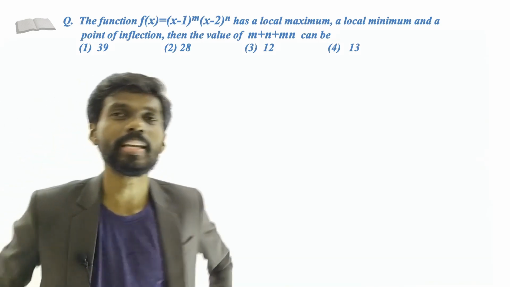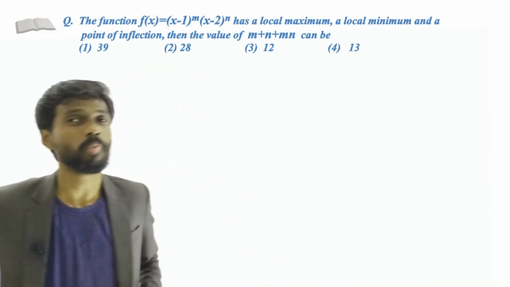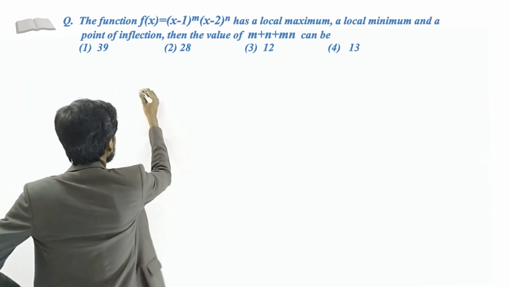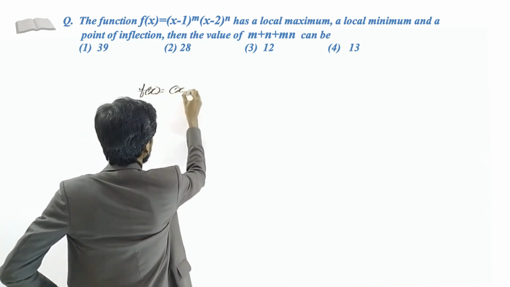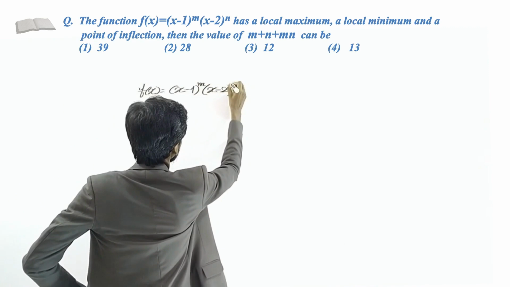So the function given here has a maximum value, a minimum value and a point of inflection. Now we have to see what are the possible values of m and n. The function given here is f(x), which equals (x minus 1) to the power m multiplied by (x minus 2) to the power n.